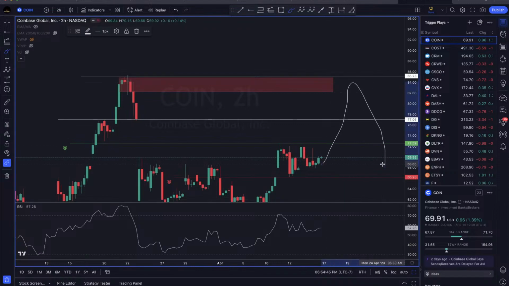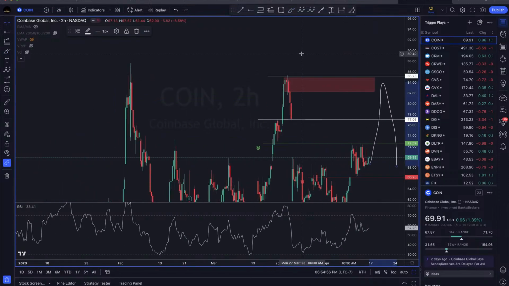So see, guys, how I did it. I marked the daily supply zone. I went to a smaller time frame and then I marked the supply zone to take a trade against, right?